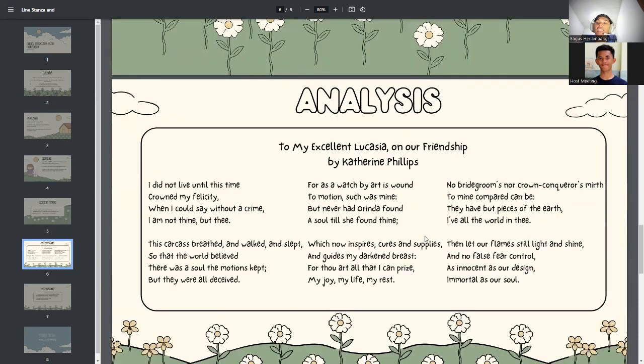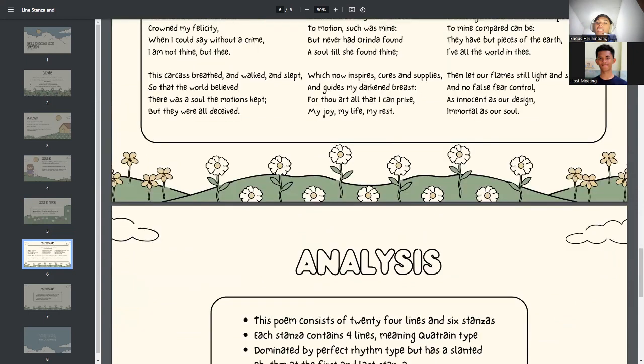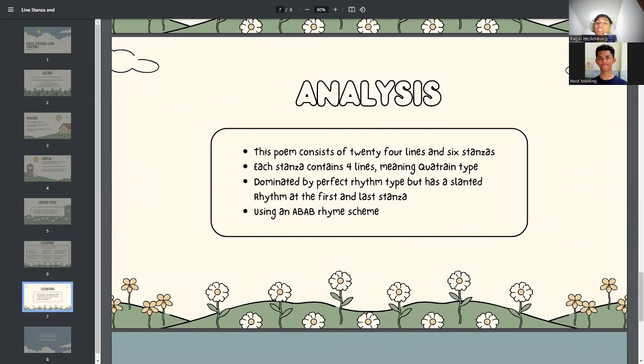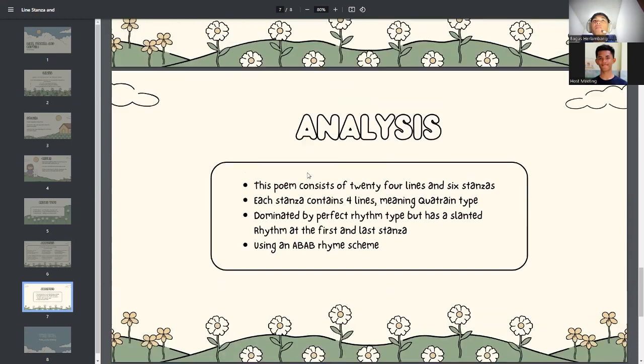So for the analysis, we're going to explain To My Excellent Lucasia on Our Friendship by Catherine Phillips. For the analysis, I have 4 points that I'll explain about the poem itself. The first one is that this poem consists of 24 lines and also 6 stanzas, right?